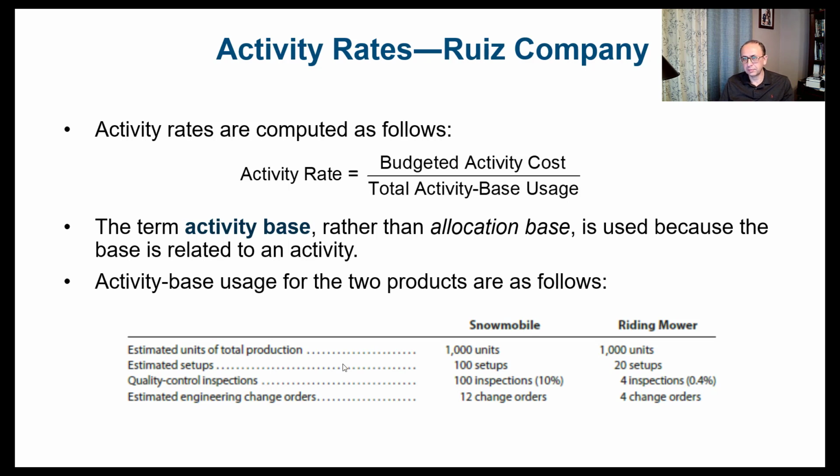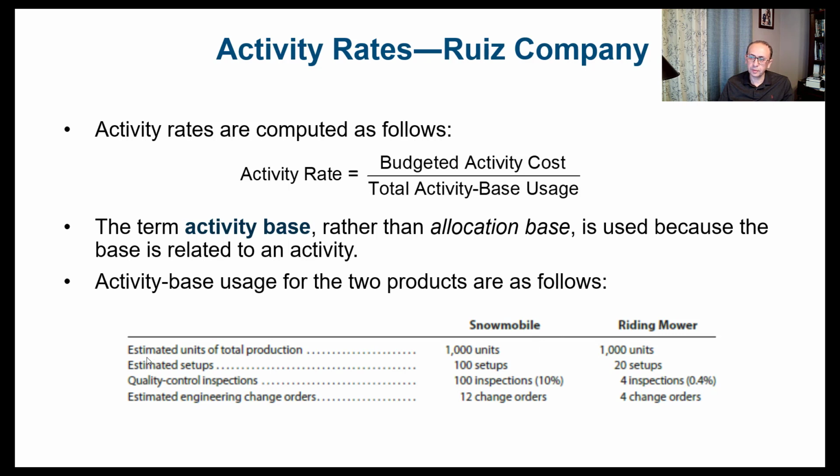It's simply the same concept. We have the budgeted activity cost for each activity, and then we divide that by the total activity base usage that we estimate for all of the different products. The term activity base rather than allocation base is used because the base is related to an activity. Activity base usage for the two products is as follows. Remember, in our example for the Ruiz company, we have snowmobiles and the riding mower.